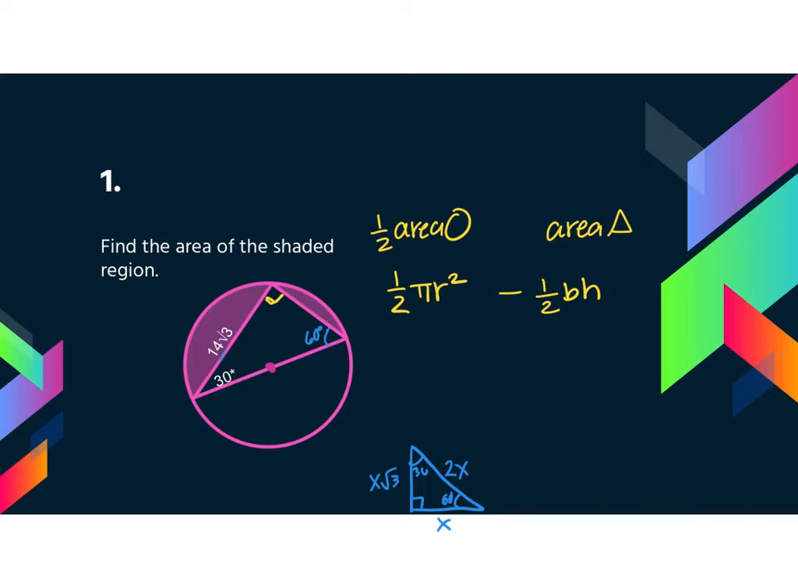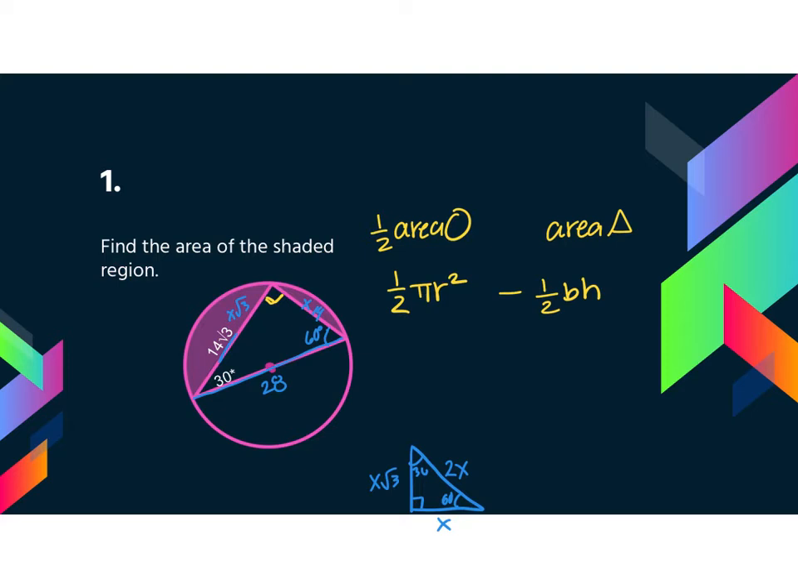14 square root of 3 is across from my 60 degree. So I know that that's x, the same as x square root of 3, which tells me that our x value is 14. And our hypotenuse is 2 times 14, or 28. This gives us a lot of information. We can find the area of our triangle now and the area of our circle.